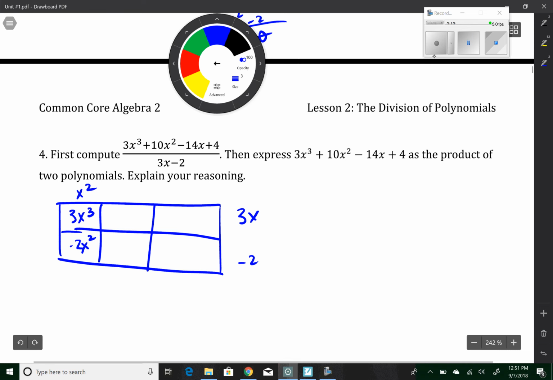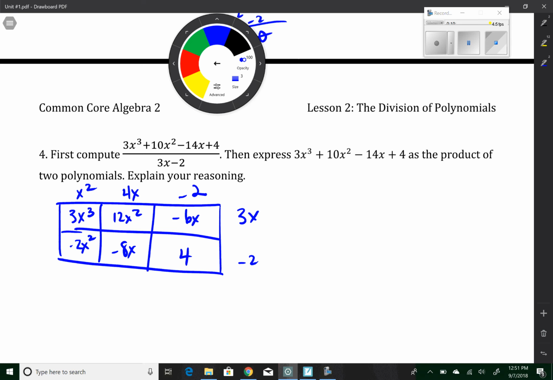Well, I want 10x squared, so I got to put a 12 here, because 12 and negative 2 is 10, which would make this 4x, which would make this negative 8x. Well, I don't want negative 8x, I want negative 14x, so that would mean this has to be negative 6, which makes this negative 2, which makes this positive 4. So my quotient is x squared plus 4x minus 2.